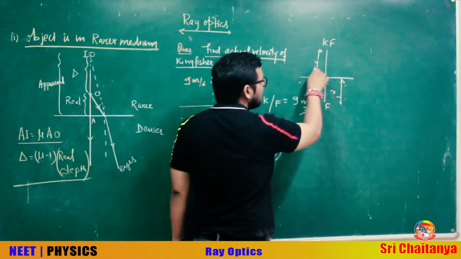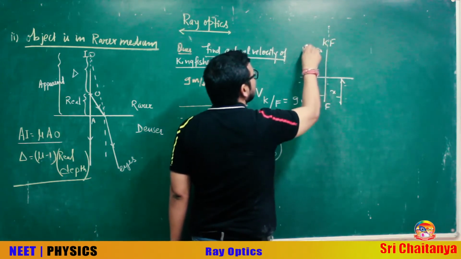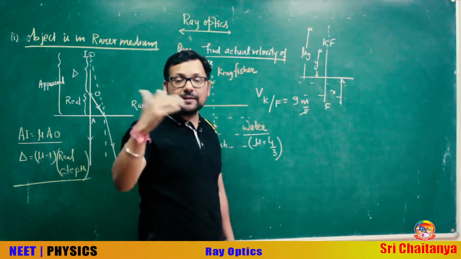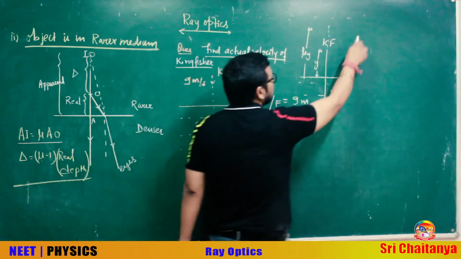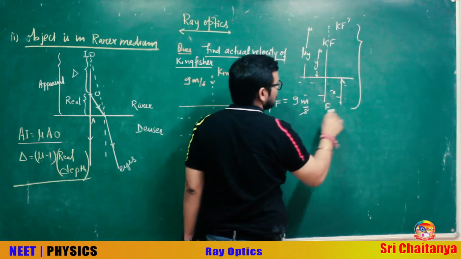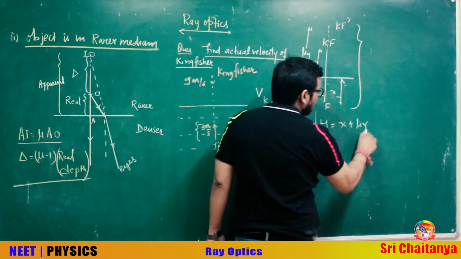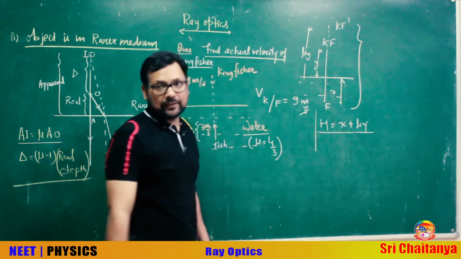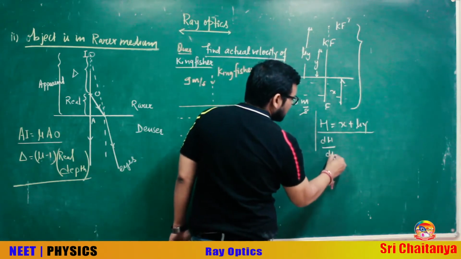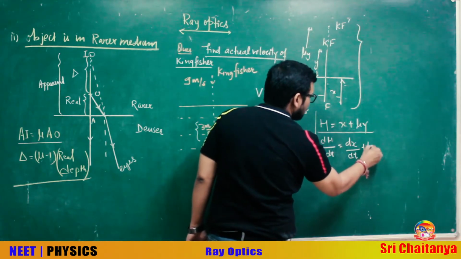So if this is actually at y, at what will its image be formed? It will be formed at mu y. So to the fish, it is not at y, rather it is at mu y. So the total gap between the apparent position of the kingfisher and the actual position of the fish, say h, is x plus mu y. So this is the displacement relation. Now, what is dh by dt? dh by dt is dx by dt plus mu dy by dt.